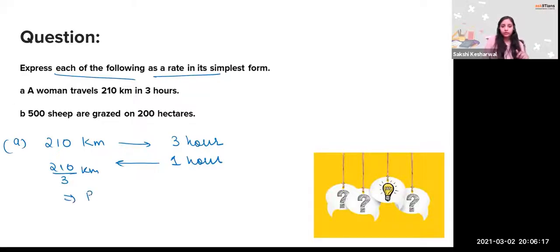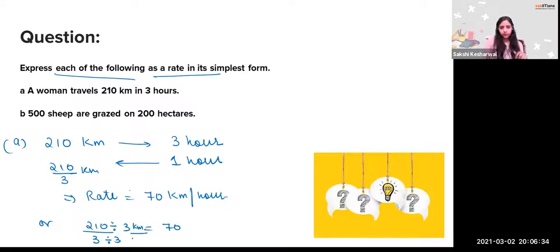So how are you going to write the rate? Rate is equal to what, beta? 70 kilometer per hour, or not? Or you can do this as 210 divided by 3. You make this divide by 3, divide by 3, which is equal to 70. And I'm writing this as kilometer and this one as hour, right? So this is 70 kilometer per hour. We will write it like this.